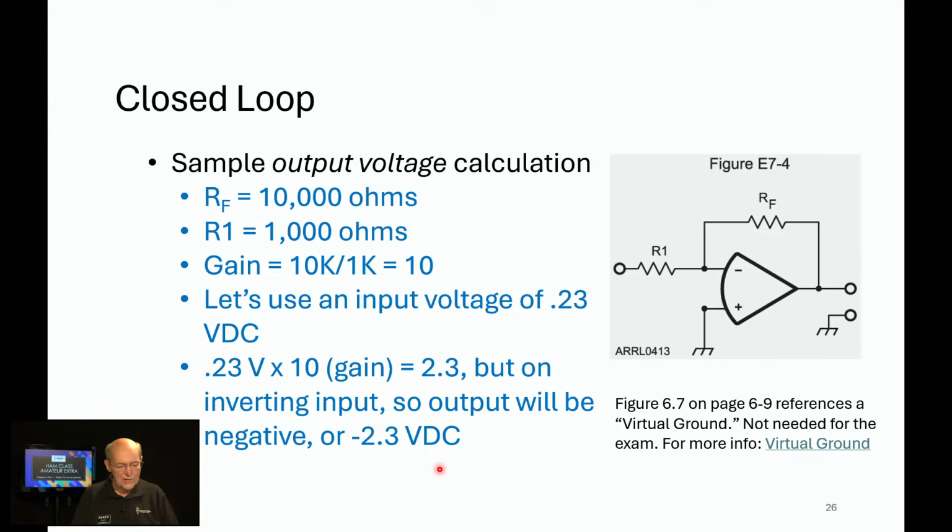Hopefully you followed along with that. We've got the input voltage times the gain to give us the 2.3, and because we're on the inverting input, it's going to go in the opposite direction of what we're putting in. So we're putting in positive 0.23, and we're going to be driving the output negative by 2.3 volts. Now, I promise this is the most complicated thing we need to worry about here, but if you take it step by step, it's easy to work through.